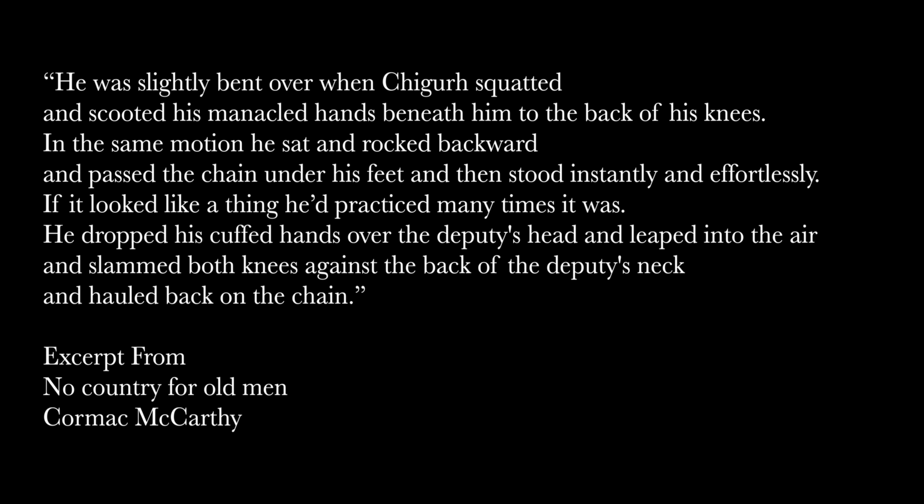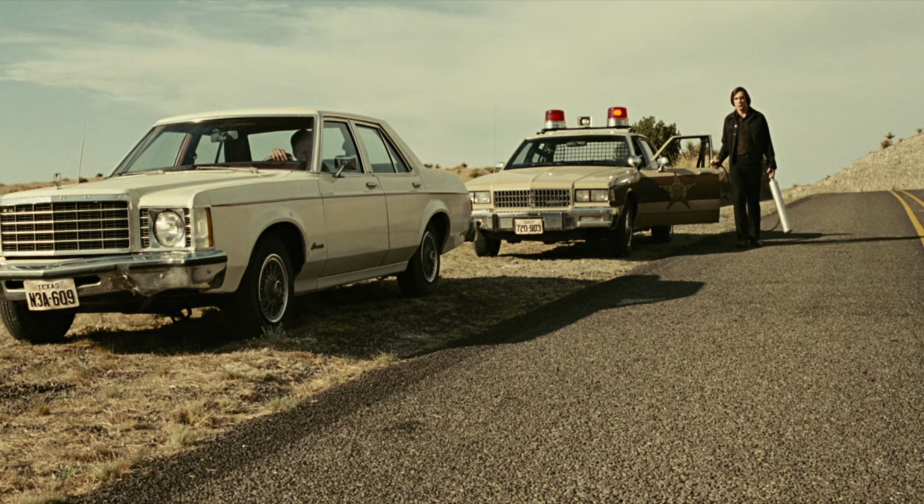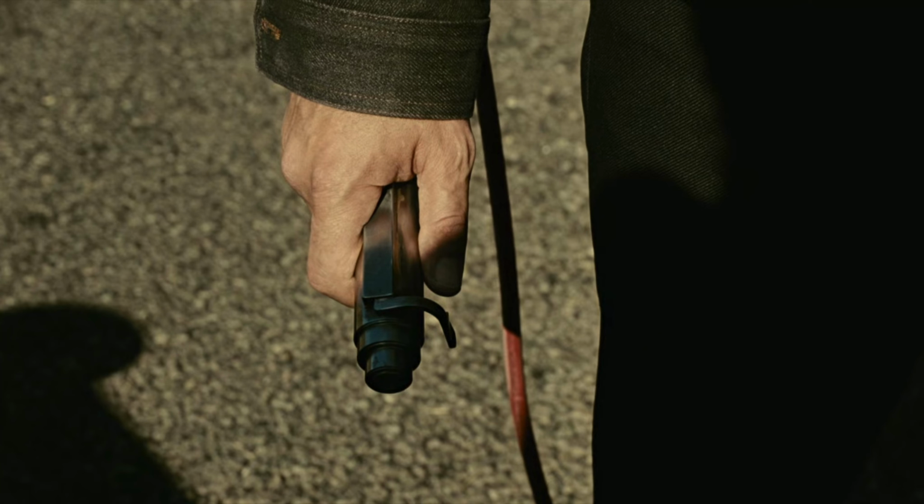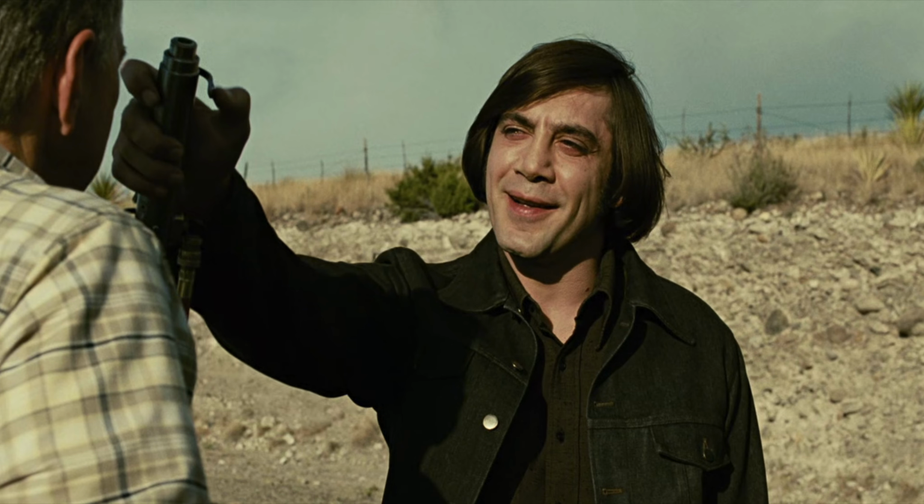Note the line, if it looked like a thing he'd practiced many times, it was. This may help explain why Anton Chigurh was arrested. Chigurh pulls over a car, described as a late-model Ford sedan in the novel, kills the driver with a captive bolt pistol, and steals his car.